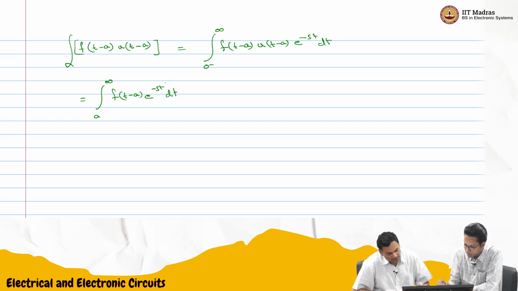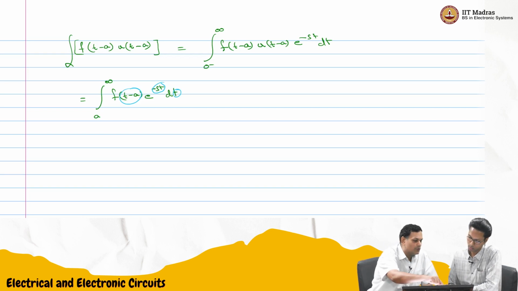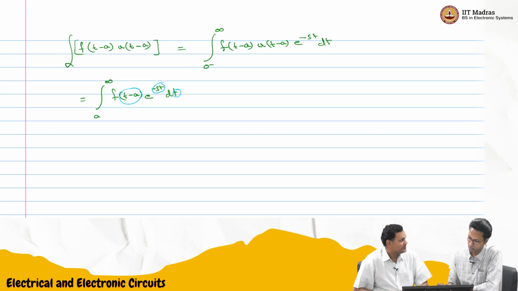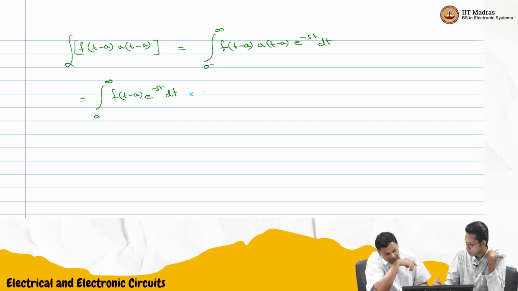So what you're saying is, finally you don't want this e raised to minus st here. Correct. If that is also some t minus a, then it's easy. Maybe we can do that right now. So first that e power minus st, no? We can multiply and divide by e power minus sa, e power sa, and divide also by e power sa. I think that will help, no?